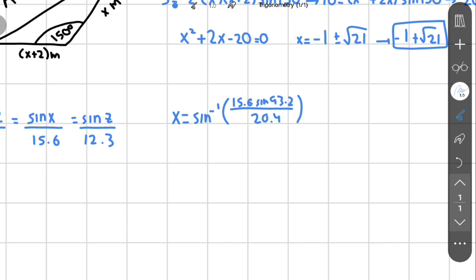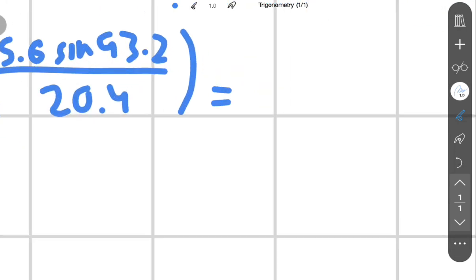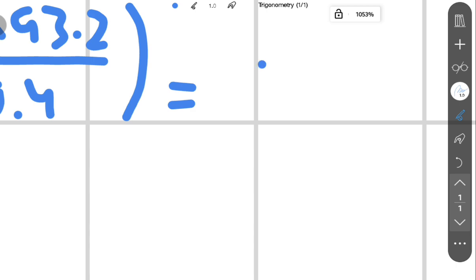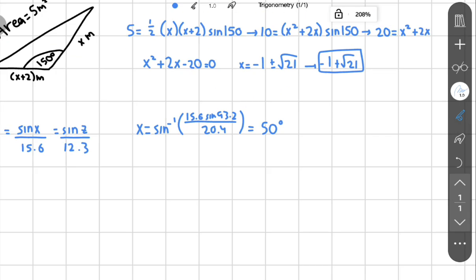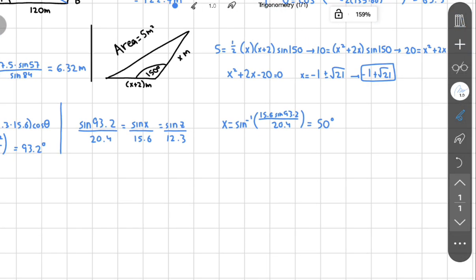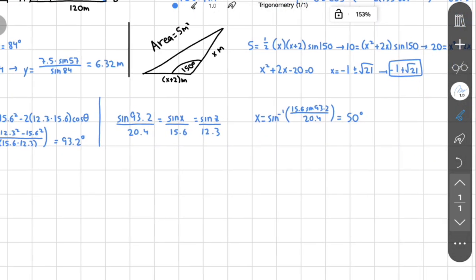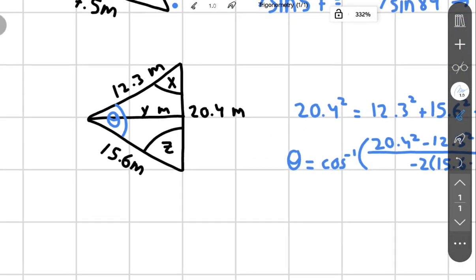So now let me just put all this in the calculator. So x is equal to 49.8. Let's just say it to be 50 degrees. We have x equal 50 degrees. And since we now have two angles in the triangle, we can find z such that they all add up to 180.